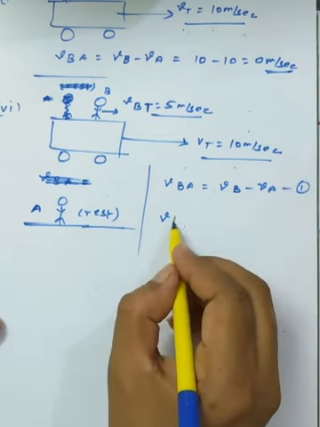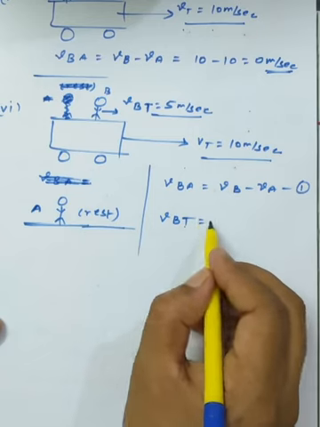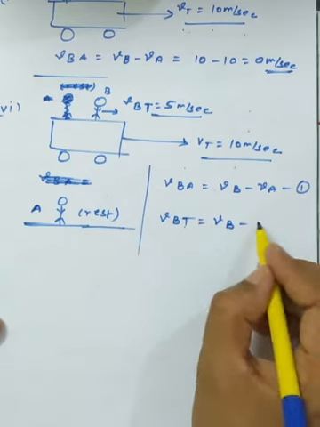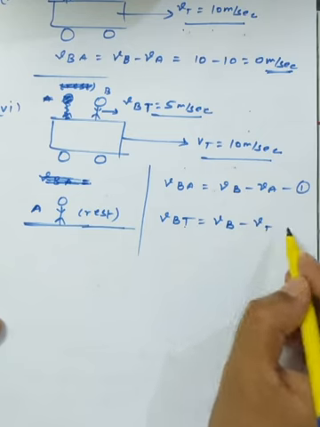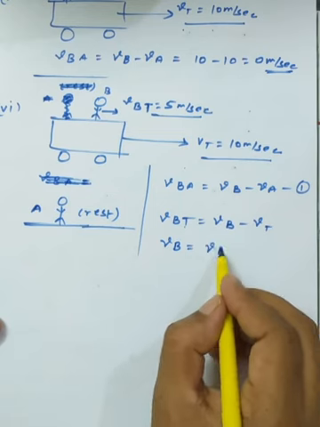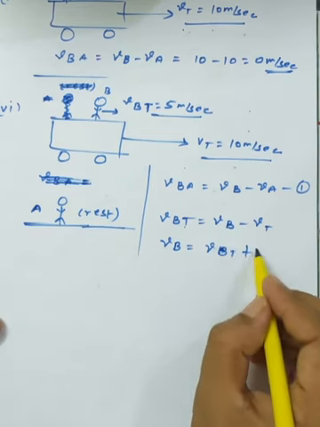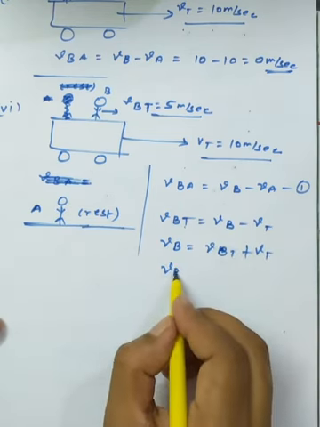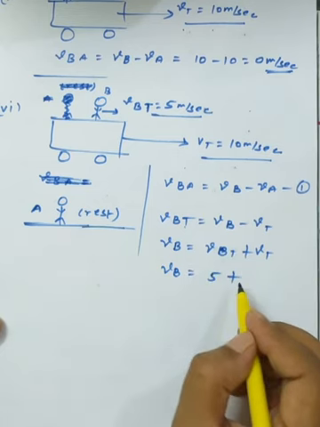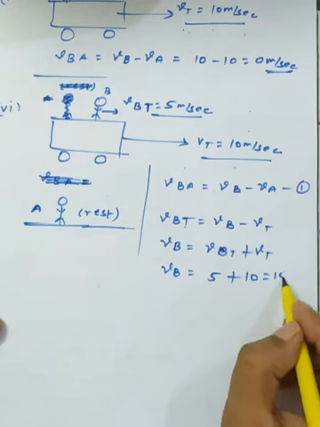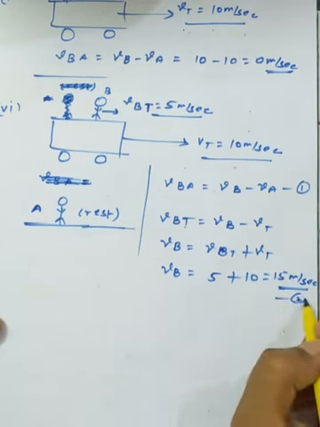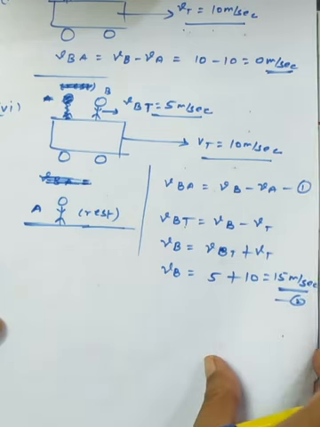Now what we have to discuss is the velocity of B with respect to the trolley. Okay, so the absolute velocity of B, that means VB, and the velocity of the trolley. Now the absolute velocity of B is the velocity of B with respect to the trolley plus the velocity of the trolley. So the velocity of B with respect to the trolley is 5, and the velocity of the trolley is 10. So this is the total velocity for an observer standing outside. This is equation number 2, and we are just using equation number 2 in equation number 1.